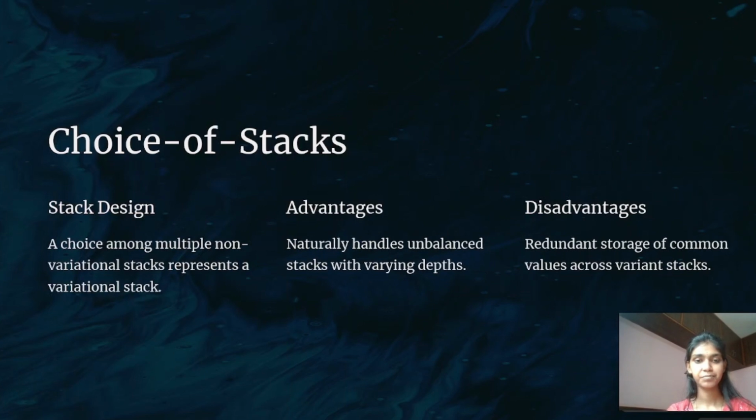Choice of stacks. One way to implement a variational stack is through a choice of stacks approach. In this design, we represent variational data as a choice among multiple non-variational stacks. Each stack could have a different number of elements depending on the configuration. This design handles unbalanced stacks naturally, but the downside is that common values need to be duplicated across stacks, which can take up memory and time.